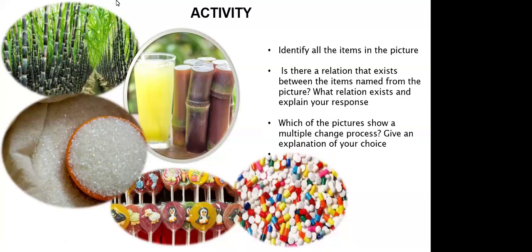Okay, Bridget, you want to be the first? Which of the pictures show a multiple change process? Yes, Bridget. Bridget is not. Okay, Sharia. The bugs and sweets, and also maybe the sugar crystals, because they are literally transformed in their form to something really different from sugar.